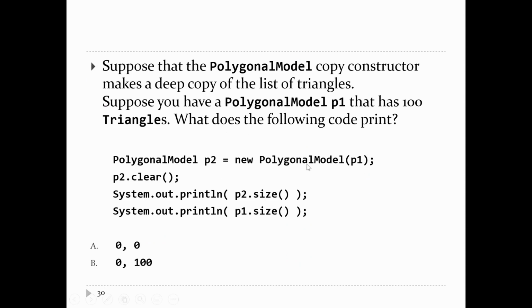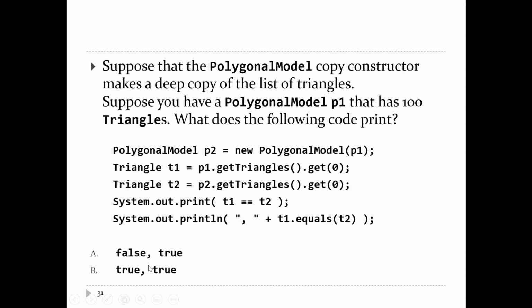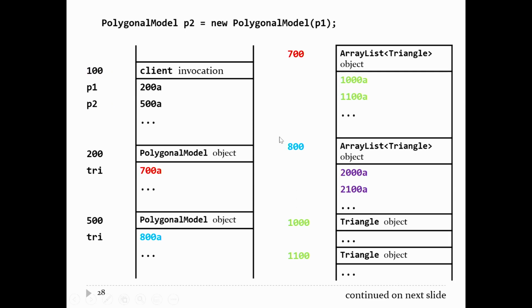Okay, so if I make a new polygonal model P2 and I clear P2, what's the size of P2 and P1? Well, P2 is 0. P1 doesn't change, because the lists are separate now. So that's B. This is a similar example as before. P2 is a copy of P1. I'm going to get the first triangle from P1, and the first triangle from P2. T1 equals T2. So are the 2 triangles the same object? The answer is no.